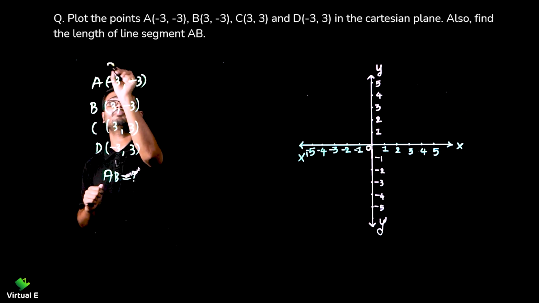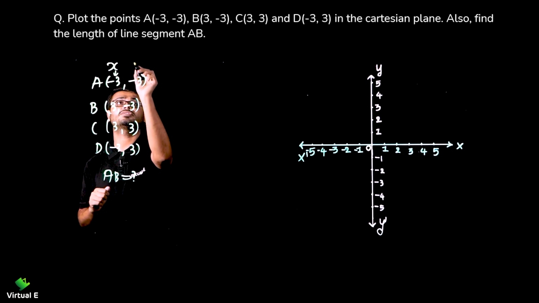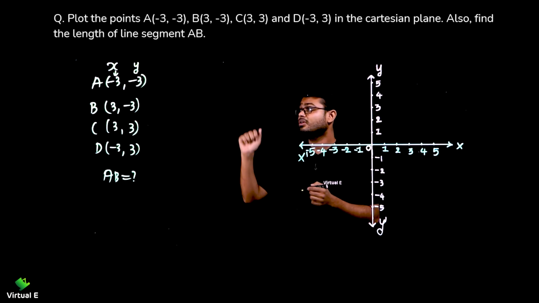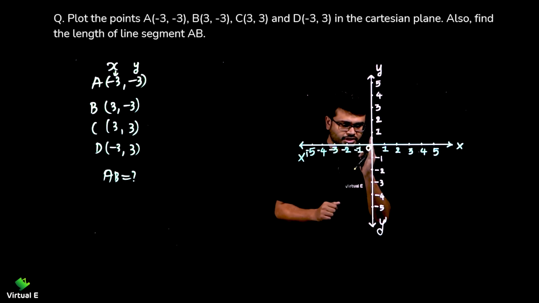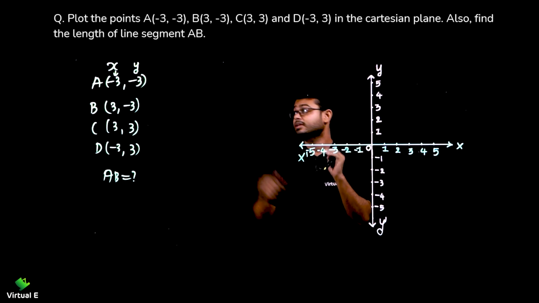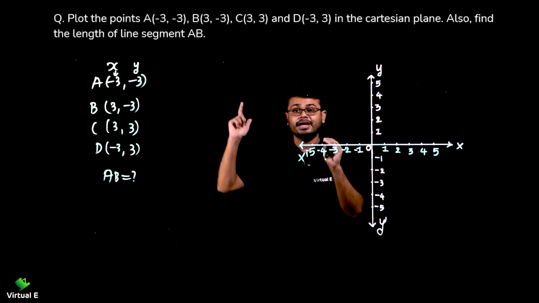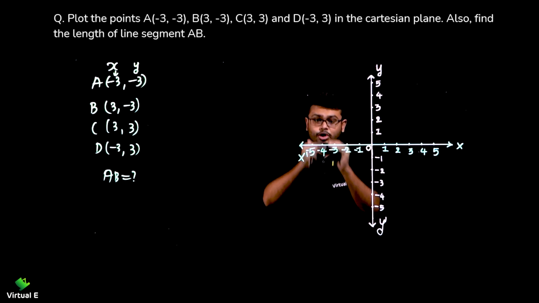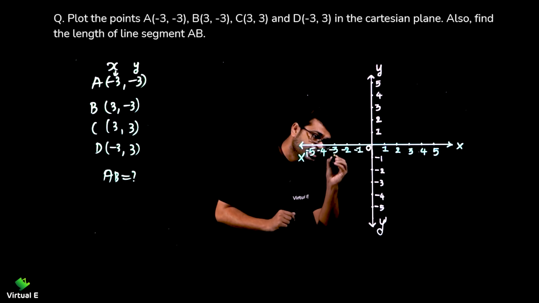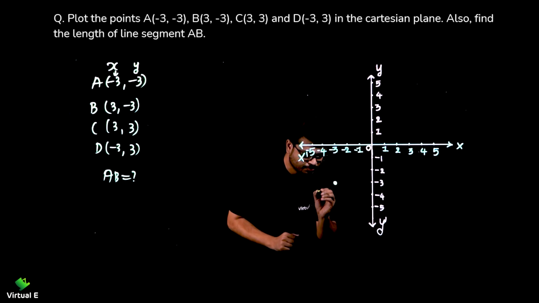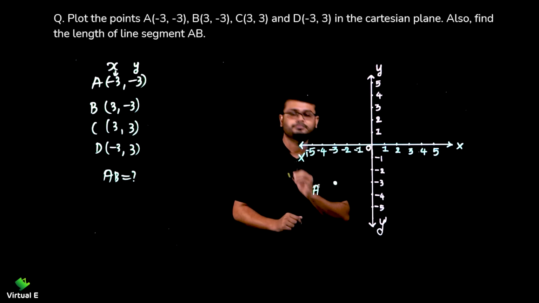Before you plot, remember one thing. This is for the x coordinate and this is for the y coordinate. So minus 3 on the x-axis. So this is 0 and minus 3 I will be stopping at. Then I will be moving in the y direction. How much? Minus 3. Minus, so I need to go down. I will stop at somewhere 3. So it's here. Right? This is point A.